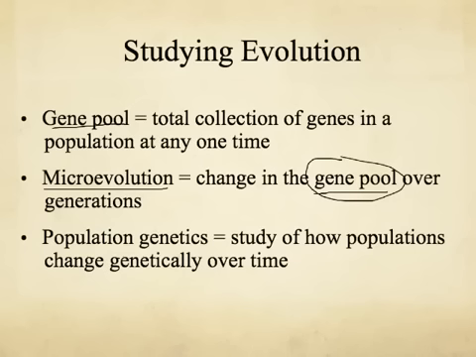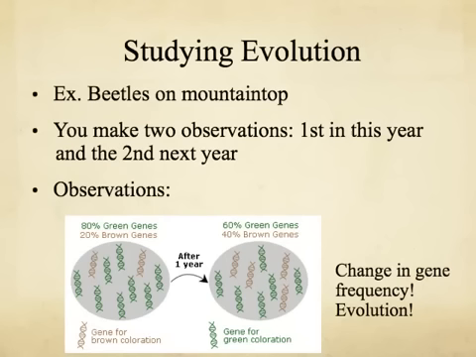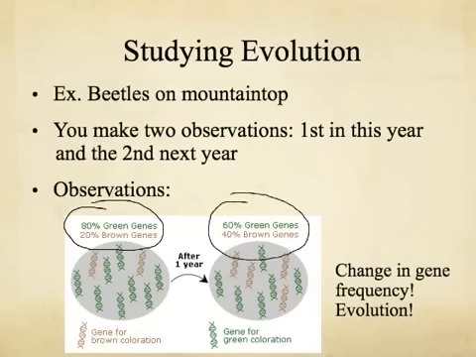Population genetics is a much bigger picture, and this is where we're looking at how populations change on the large scale over time. So for example, if I were studying beetles on a mountaintop, and I noticed in the first year that it was 80% green beetles and 20% brown beetles, and the next year I noticed that it was 60% green beetles and 40% brown beetles, by studying the different gene pools in one year and the next, I could see microevolution. I can see how that population changed in the short term.